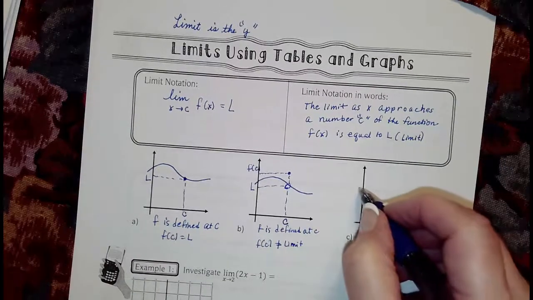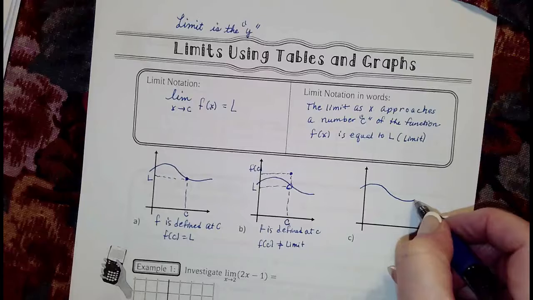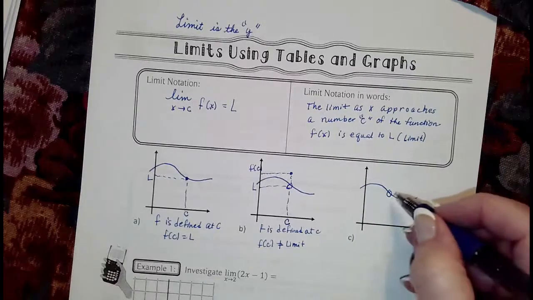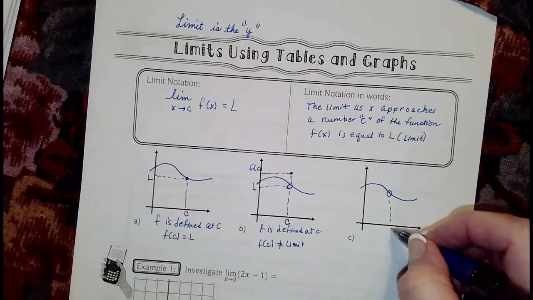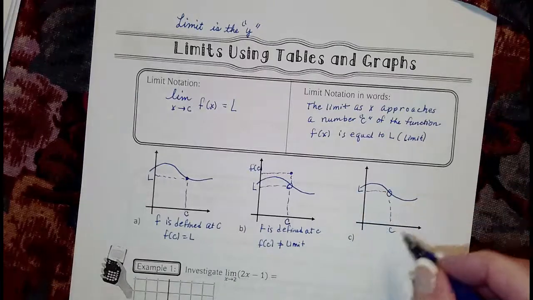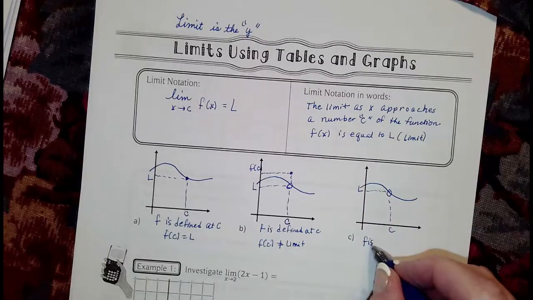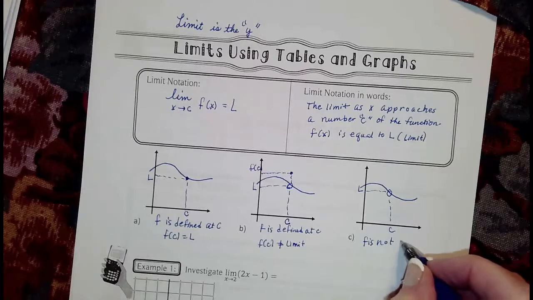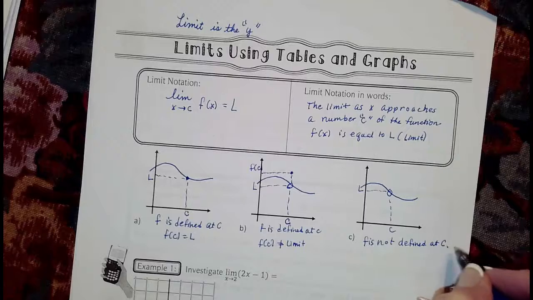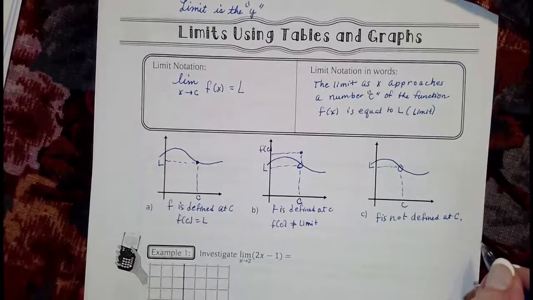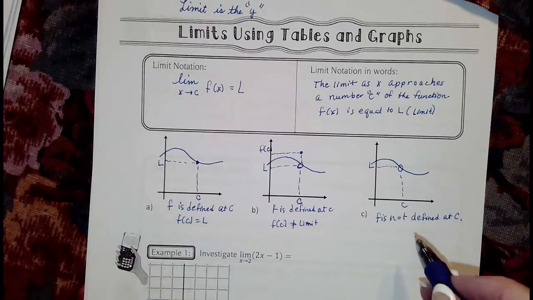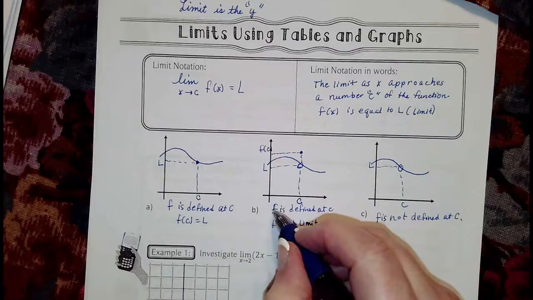All right, the third one is this one. Same idea, we have an open circle, but this time we don't have a c. So this is going to be my c's place, and this is going to be my L. So this one, what do you think? F is not defined at c. Okay, so give everybody a chance to get those written down first. And this is not "fis", this is "f is".